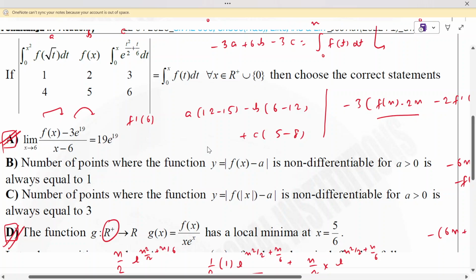And it's mentioned in the question x belongs to R plus only, right? Don't forget this thing. Okay? R plus means x equals 0, 0 is not even allowed. Fine?